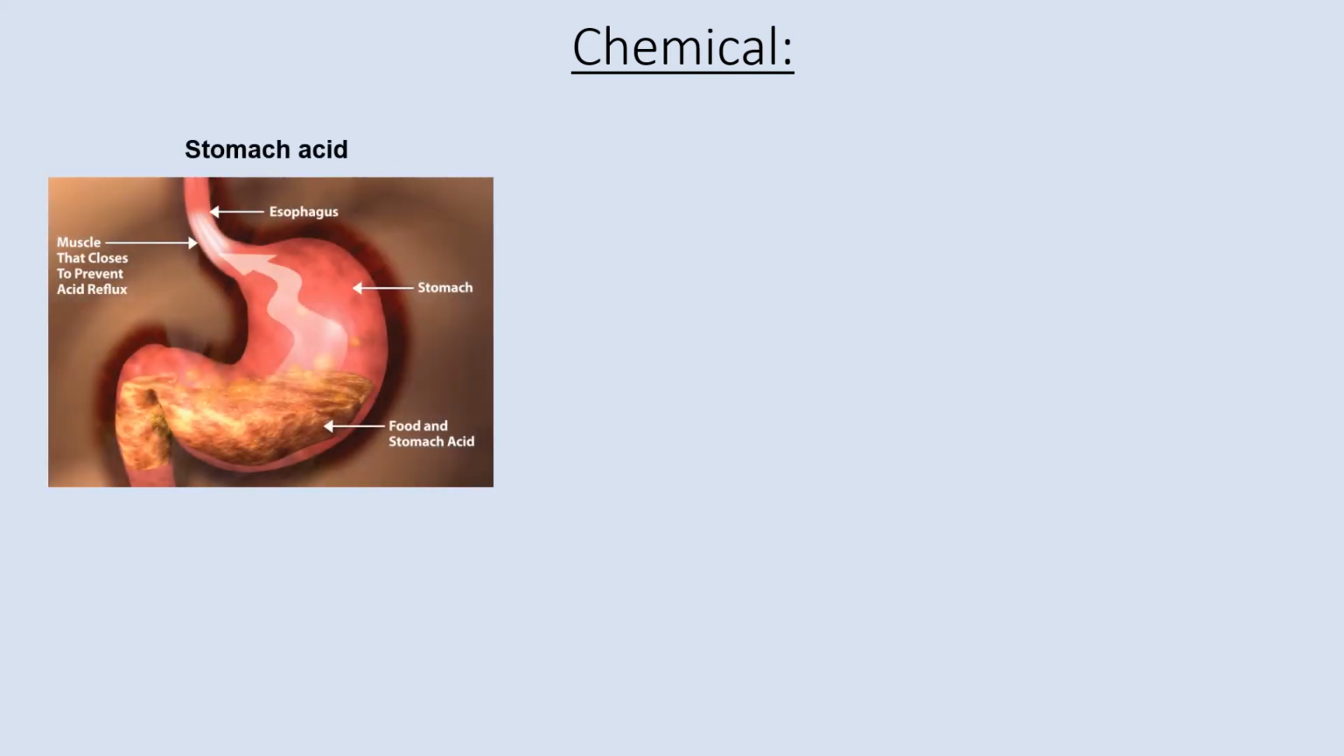So our chemical barriers, same as before, write as we go, pause as we go, or pause at the end, whatever suits you. So we'll start off with stomach acid. Stomach acid is incredibly strong acid. It's produced by the stomach itself, and it's obviously designed to not just break down food, but also kill any pathogens that stumble down that way.